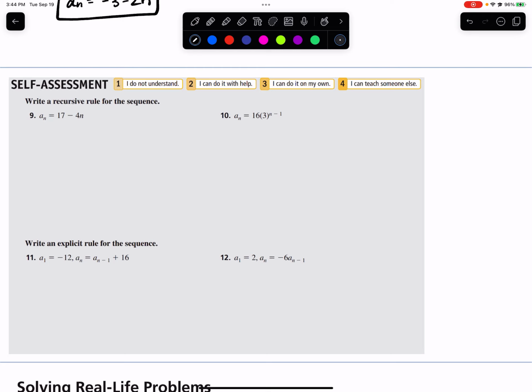All right. Numbers 9 and 10, you're finding the recursive rule. So you have to figure out what a sub 1 is. And then what are you doing to the previous term? So to find a sub 1, I'm going to plug in 1. So 17 minus 4 times 1. 17 minus 4, which is 13. And then if I have a slope of negative 4, that means that I am subtracting 4 each time. So I'm taking my previous term and I'm subtracting 4.